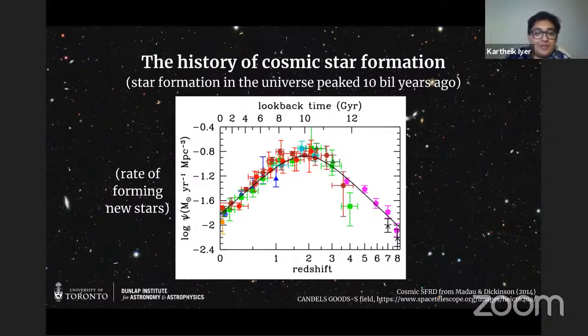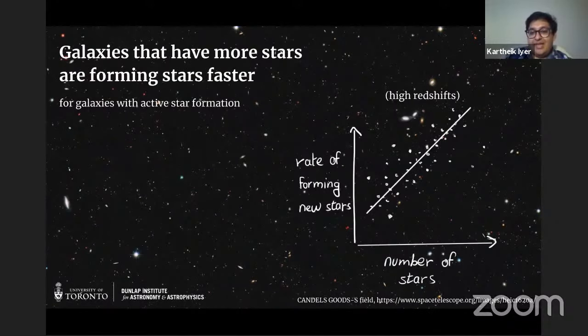If we want to learn more about individual galaxies, we now look at the rate at which a galaxy is forming stars against the number of stars that a galaxy has. And we find a very interesting thing. There's this really nice correlation between the number of stars that a galaxy has and the rate at which new stars are being made.